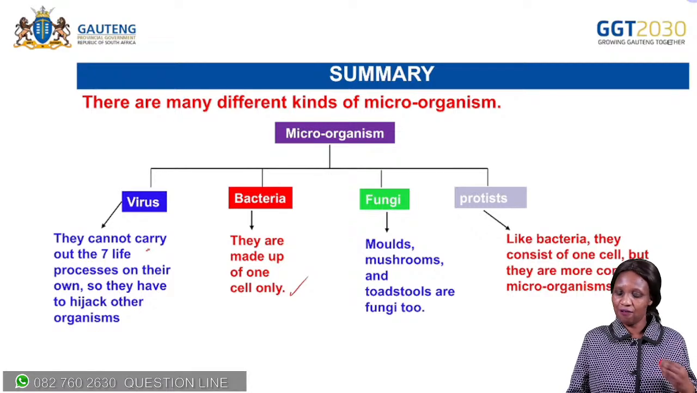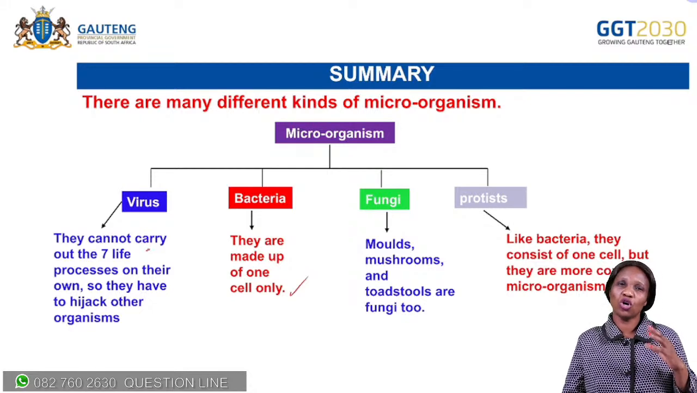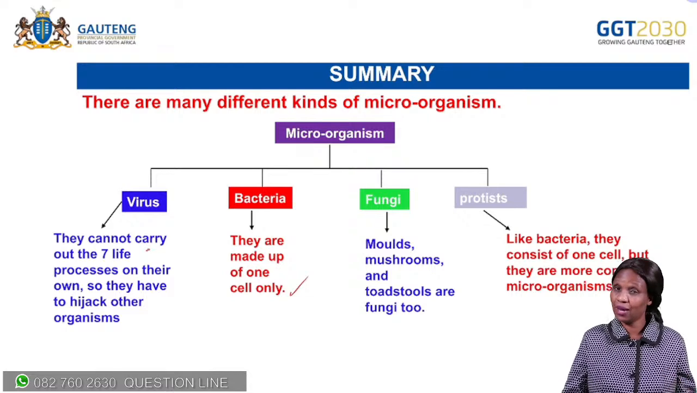Protists are very complex. They consist of what? One cell. They are also unicellular. Like what? Like bacteria. Okay.